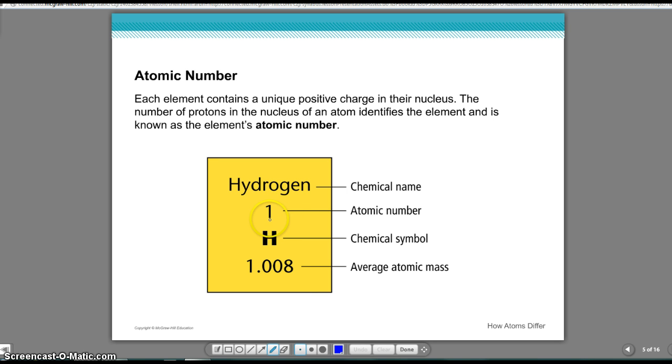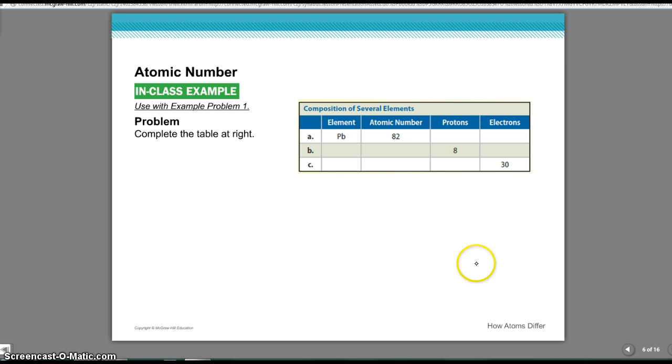Any atom with one proton is a hydrogen atom. Any atom with 6 protons is a carbon atom. So the number of protons, the atomic number, defines what that element is. All right, so if we take an example, if we find lead on the periodic table, its atomic number is 82. That means it has how many protons? 82.